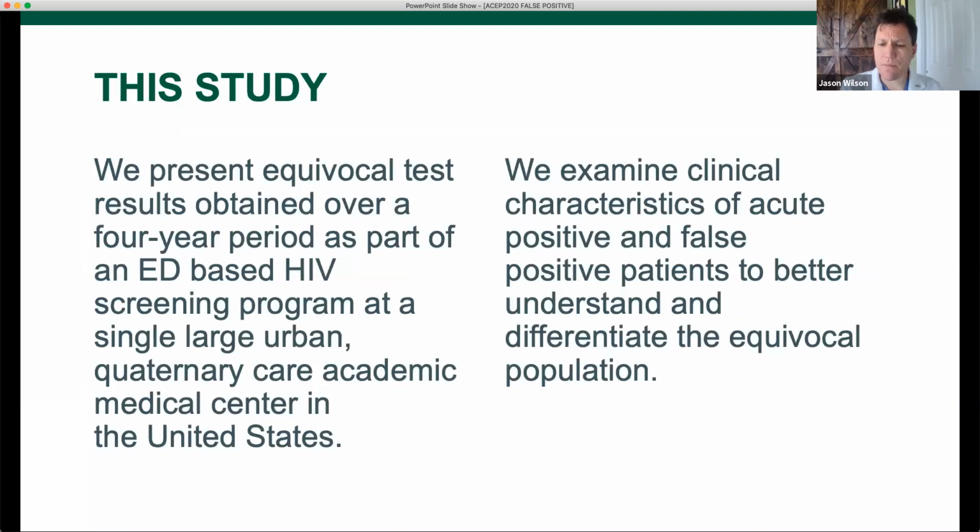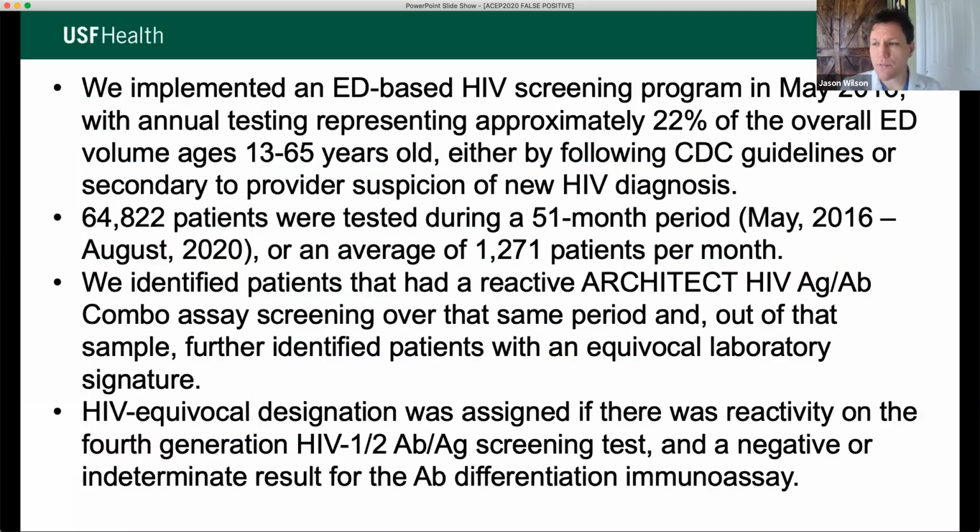So in this study, we really broke down the false positives and acute positives in that equivocal bucket, and we looked at their clinical characteristics to ask if there's anything clinical about those patients that might help us out. We've been doing this for a while now, over 5 years. We've tested over 64,000 people, over 1,200 patients a month using fourth generation serum screening. And that's about 22% of all of our ED patients get screened for HIV.